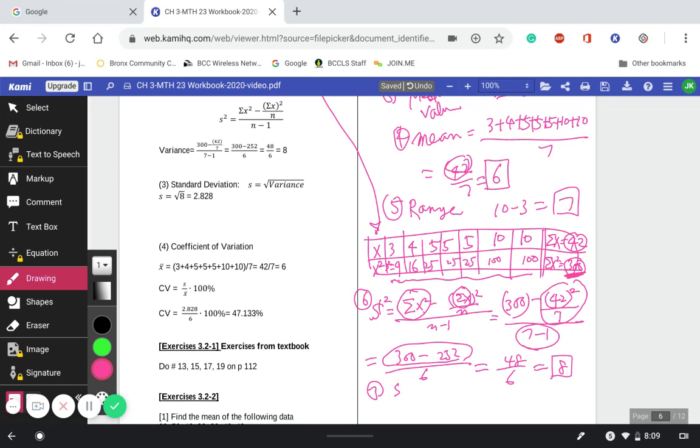Standard deviation. You get standard deviation by putting S as a square root of variance. What was the variance you got? 8. Square root of 8. So when you have square root of 8, by using a calculator, you end up with 2.828. Okay, so your answer becomes 2.828.